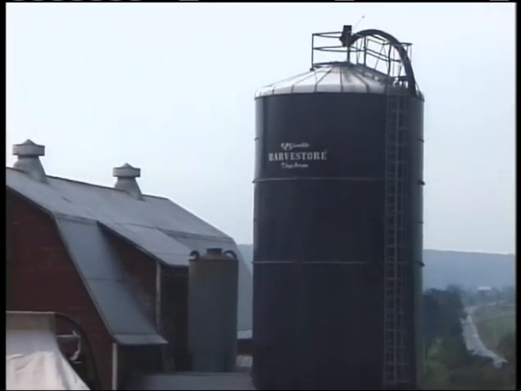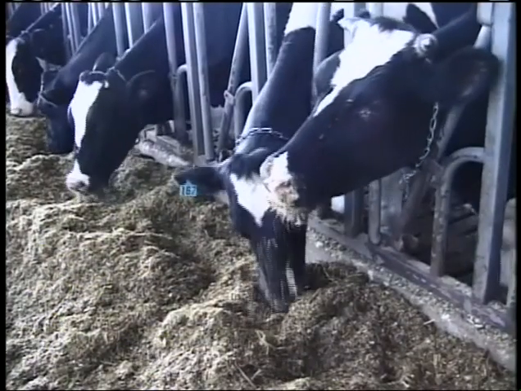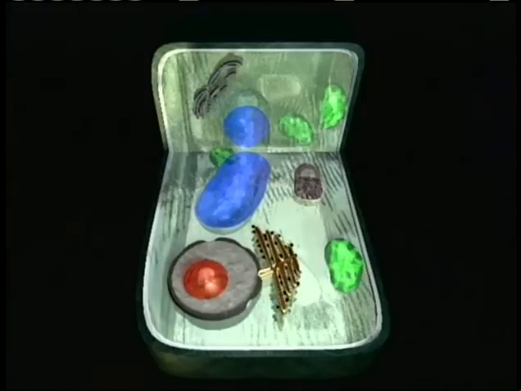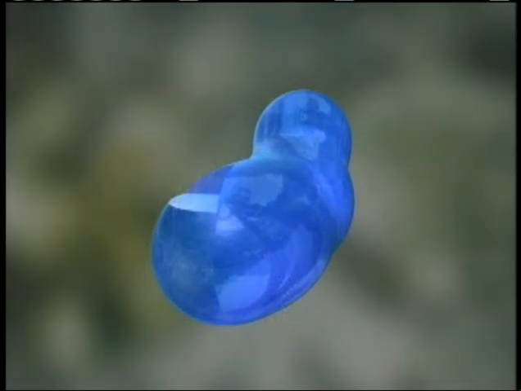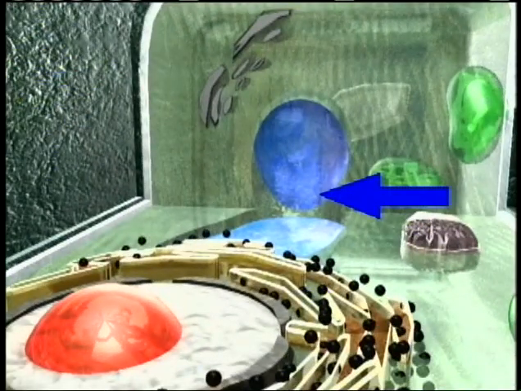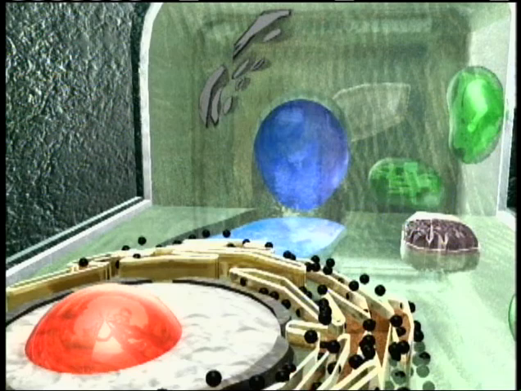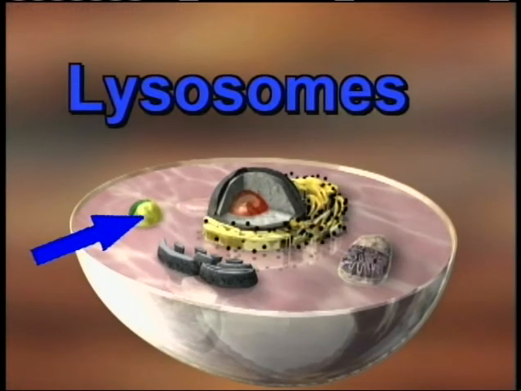This silo, located on this farm, stores food that will eventually be fed to cows. Similarly, vacuoles, located in the cell, store food and other materials for later use by the cell. They can also store waste. In plant cells, vacuoles are the main area where water is stored. The last cell organelles we'll explore are lysosomes.